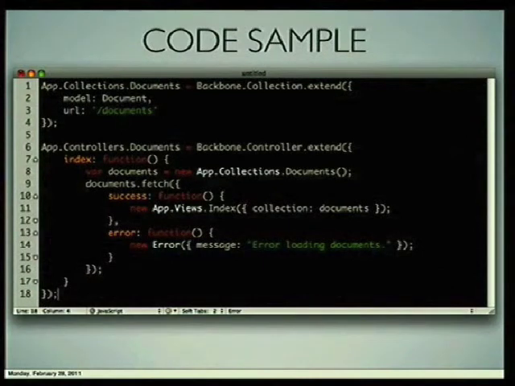So here's a short little code sample. Essentially this is the meat of what hooks everything up for you. We have a collection, which is essentially the map to the URL documents, and then the controller has an index function, which is just like an index action in a Rails controller, and it's really easy, right? All it does is grab all those documents for you. You can see documents fetch, and then we just have the two callbacks, success and error. On success, you basically just take your collection and pass it off to the view, where that can be rendered.